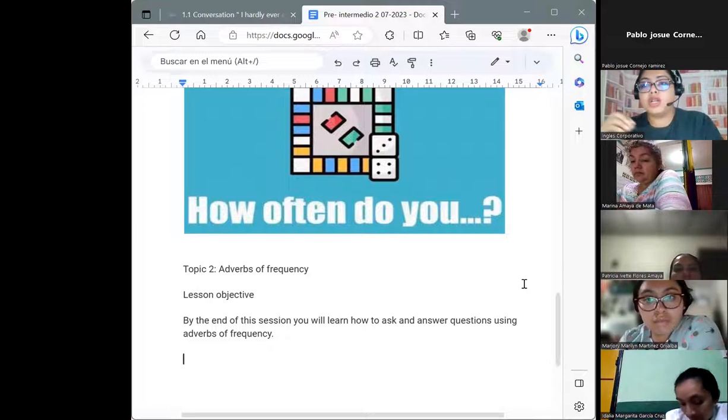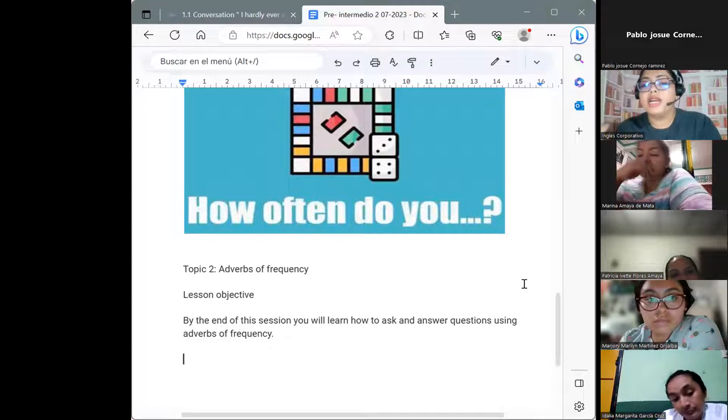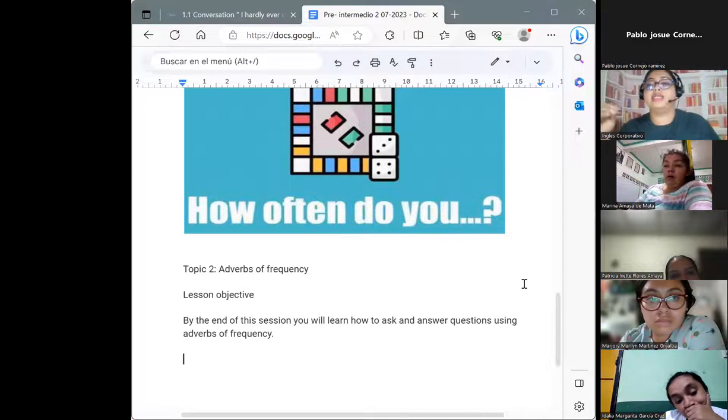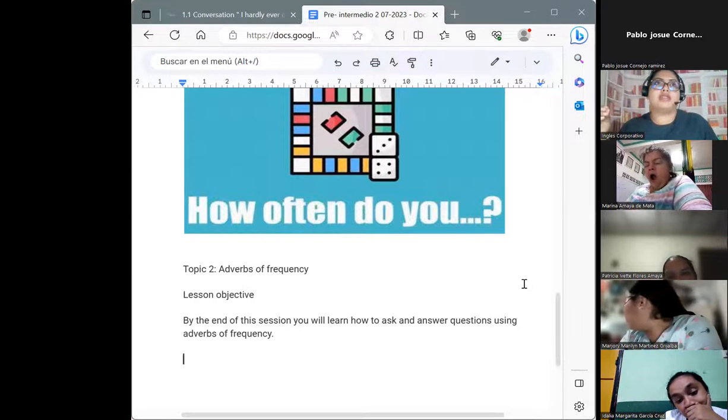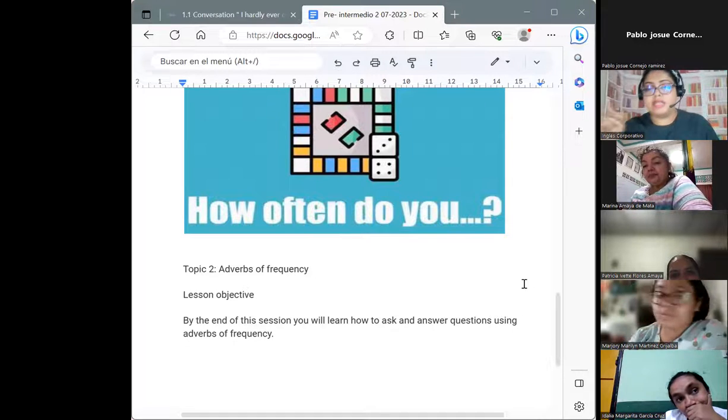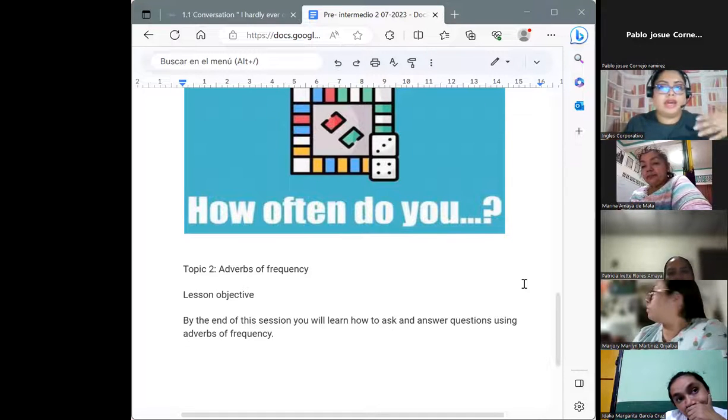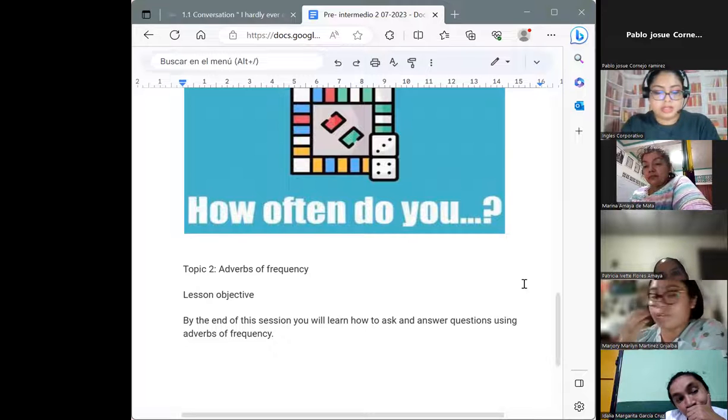In this list, you are going to see very common phrases or very common words, and you are going to find other ones. But in this case, we are going to see almost the same things. So we are going to see a short list. Esta es una lista corta, no es una lista enorme de adverbs of frequency. So let's begin with the list.